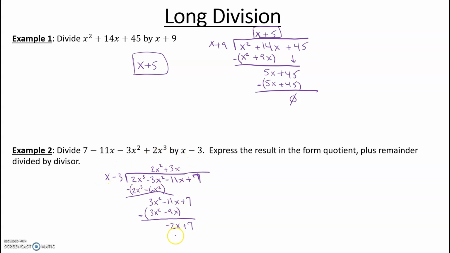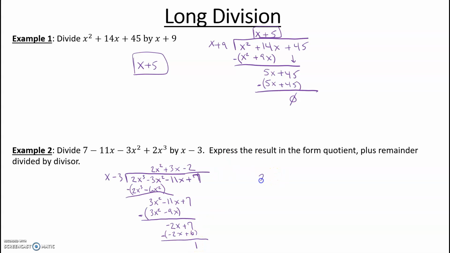X times what gets me negative 2x? Negative 2. Distribute. Negative 2 times x is negative 2x. Negative 2 times negative 3 is positive 6. And we're going to subtract that whole row. So this one's not as nice. Everything didn't cancel out. Those first ones cancel out. 7 minus 6 leaves me with a remainder of 1. The reason you know what your remainder is: x times what gets me 1? Not going to work. That's my remainder.